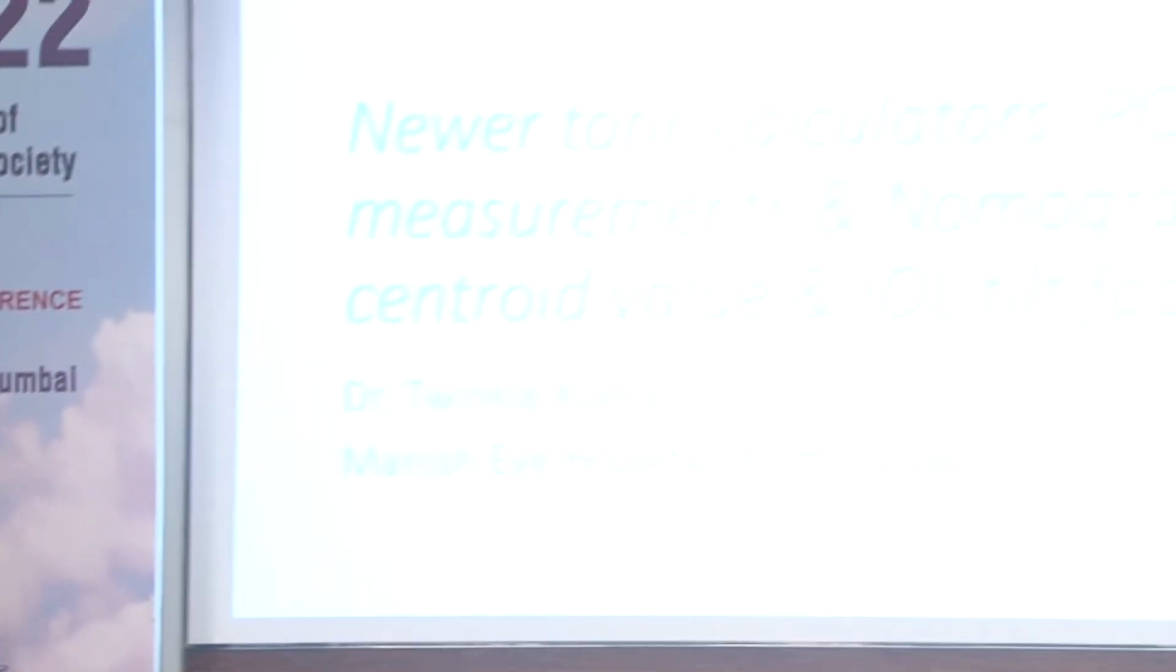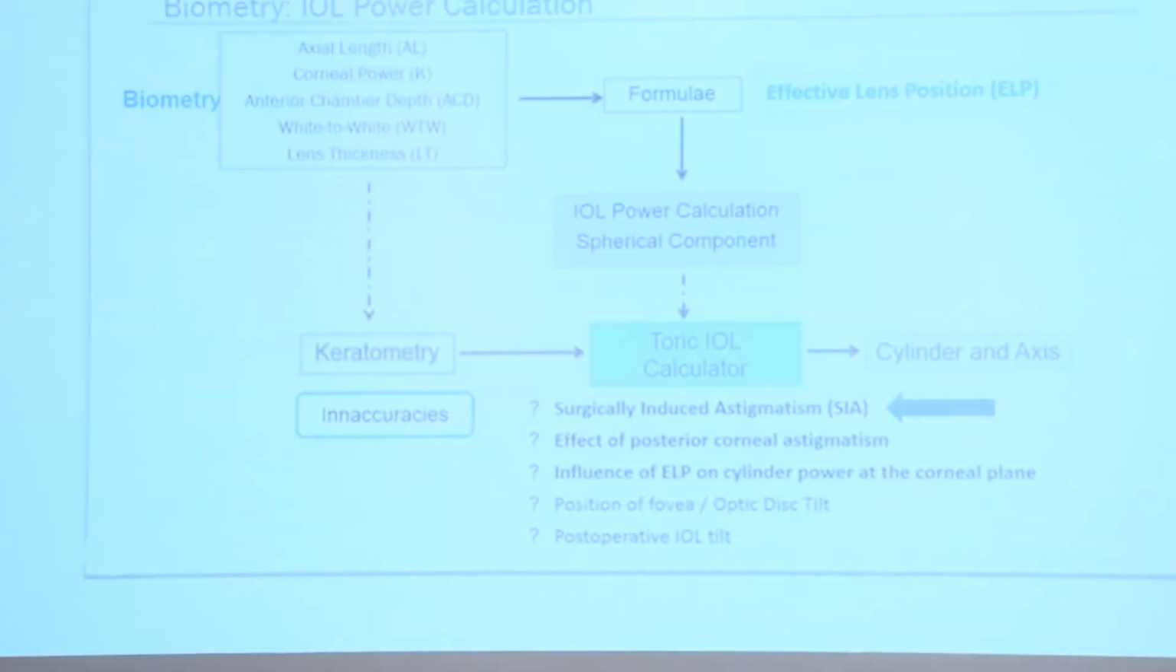So many new things are coming up in the toric calculators, and everybody is hearing about the posterior corneal astigmatism measurement and correction in the toric calculations. So many nomograms are available. New terminologies are coming up: centered values and IOL tilt factor. So we are going to understand a little bit about why it's needed, what the fallacies are in the recent toric calculators, and what is coming up, what we really require.